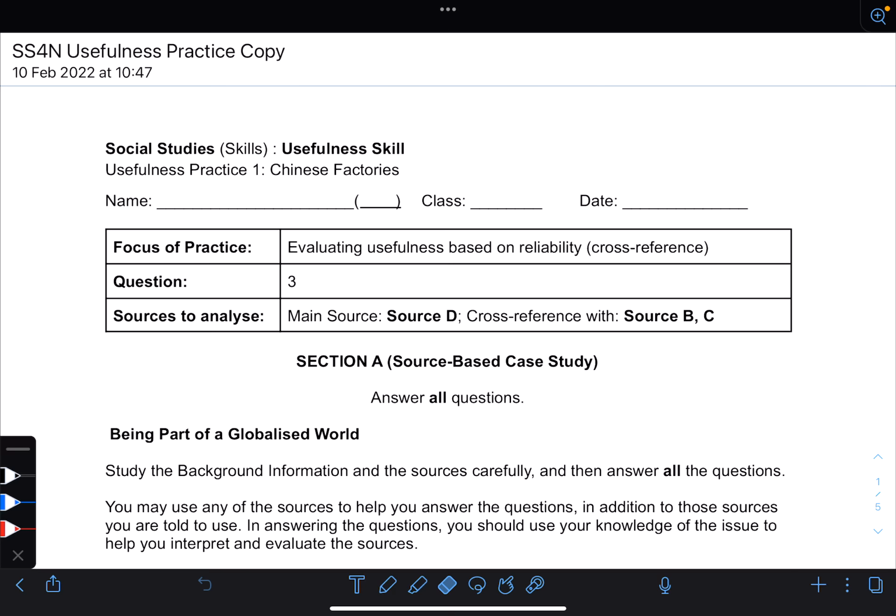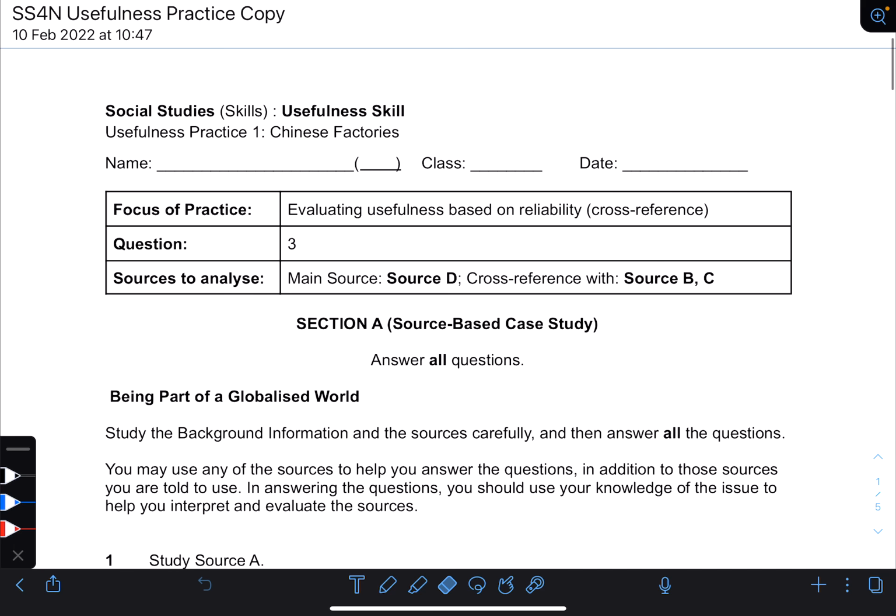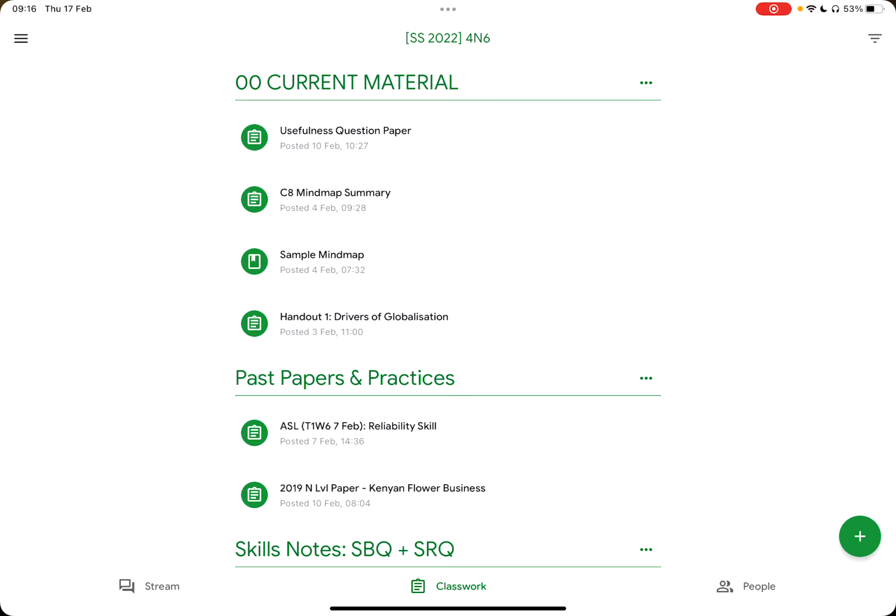In this video, I'll be taking you guys through the Usefulness Practice 1 practice. This is on the Chinese factories. If you guys are not sure where you can find this, you can find this on Google Classroom. It's the item right at the top under Classwork, under Current Material, Usefulness Question Paper.